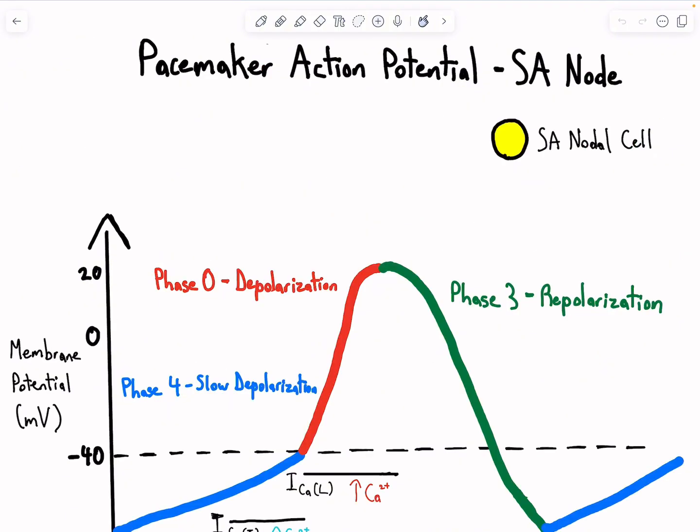So this is the SA node firing, the source of the pacemaker potential we see on the graph. The inward currents we just described originate from this cell.